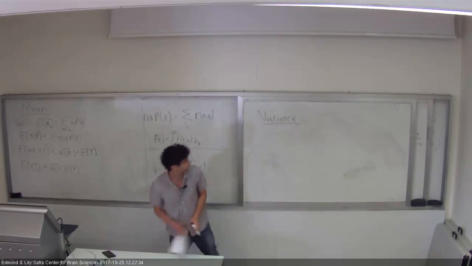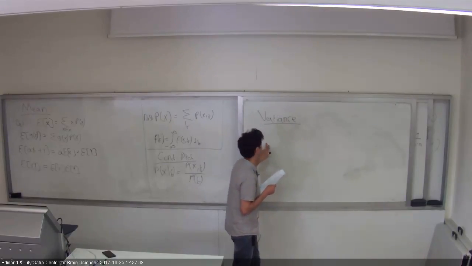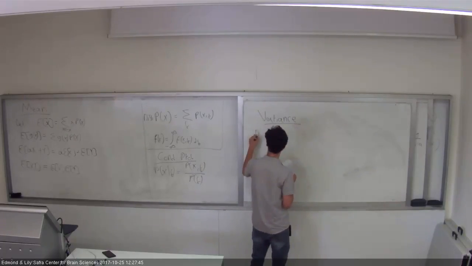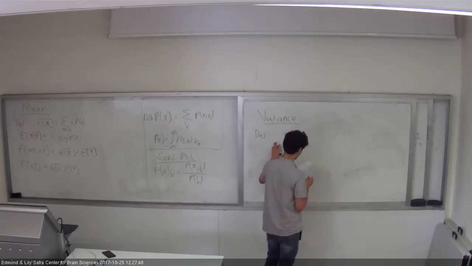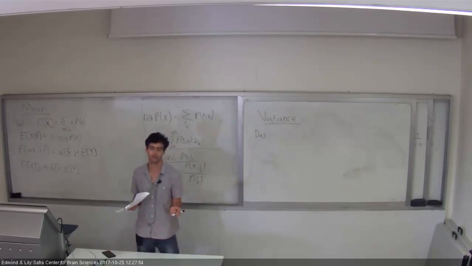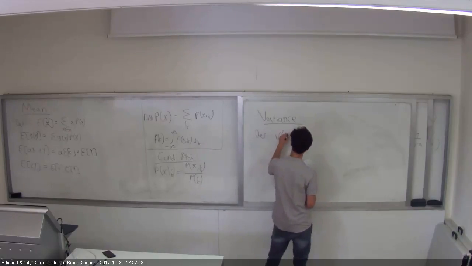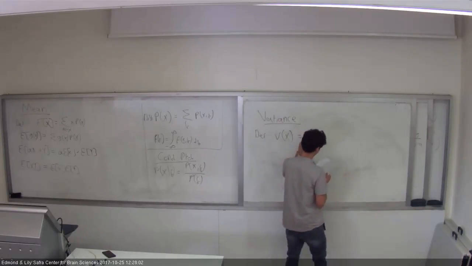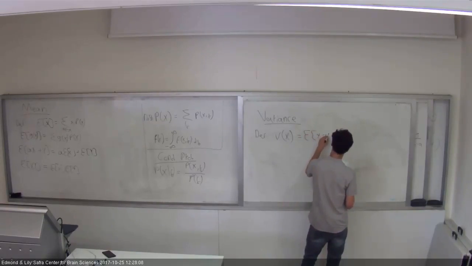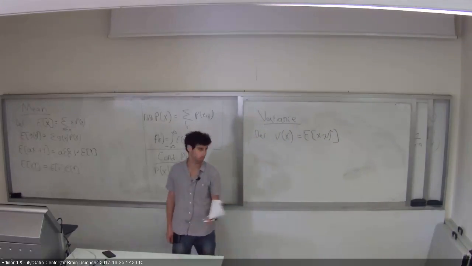So the variance of some random variable is defined as follows. If you have some random variable x with expected value mu, then the variance of this random variable is the expectation of x minus mu to the square. Okay? So this is the definition.